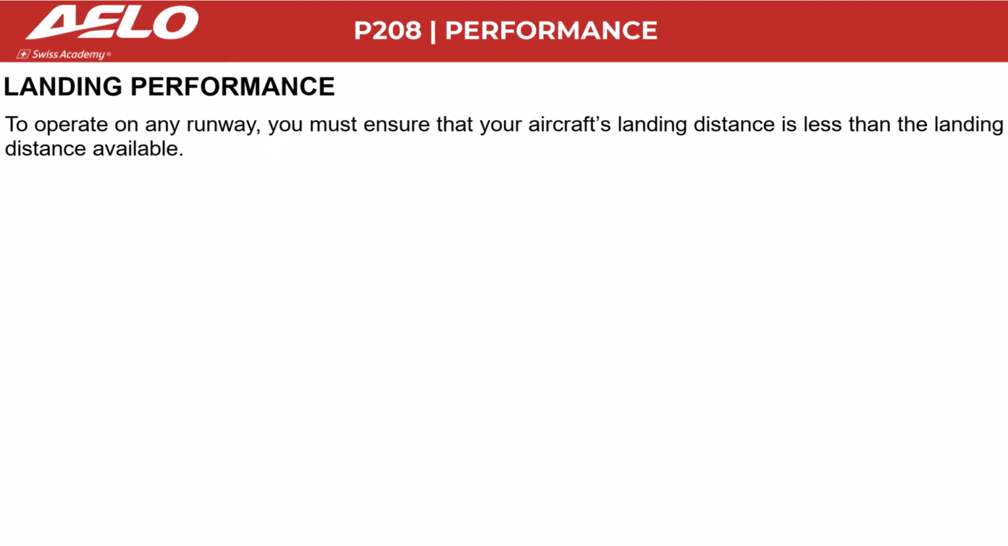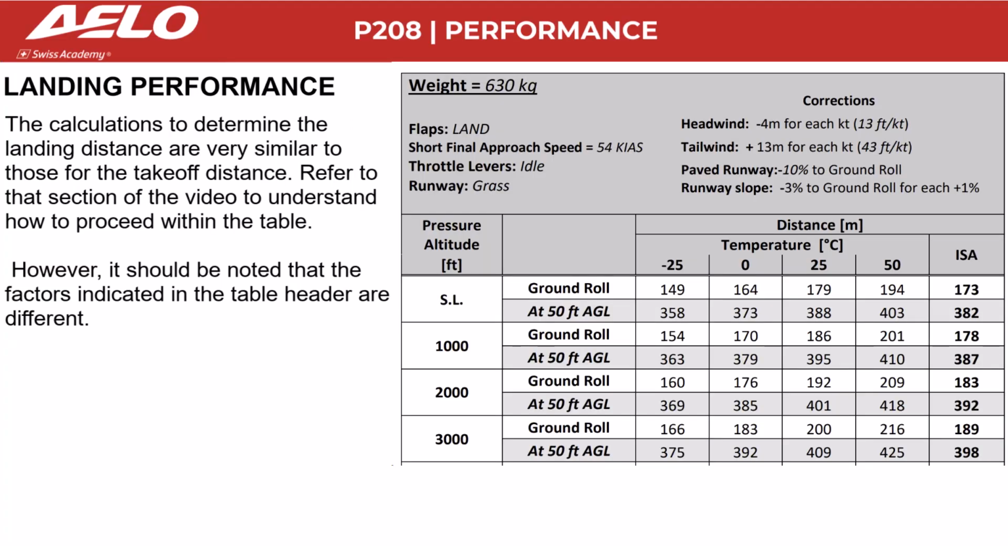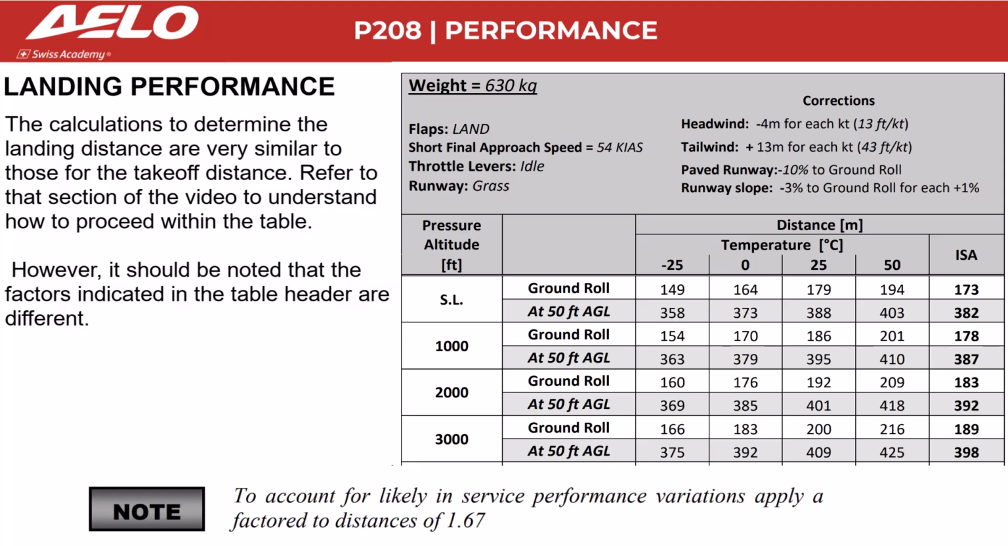To operate on any runway, you must ensure that your aircraft's landing distance is less than the landing distance available. The calculations to determine the landing distance are very similar to those for the takeoff distance. Refer to that section of the video to understand how to proceed within the table. However, it should be noted that the factors indicated in the table header are different. Note: to account for likely in-service performance variations, apply a factor of 1.67 to the distances.